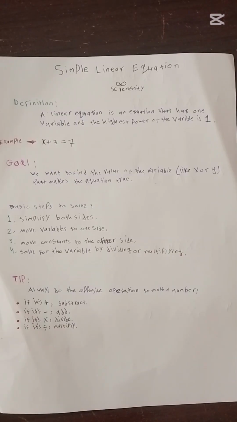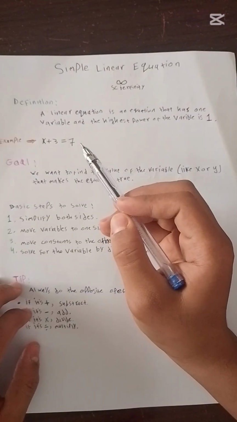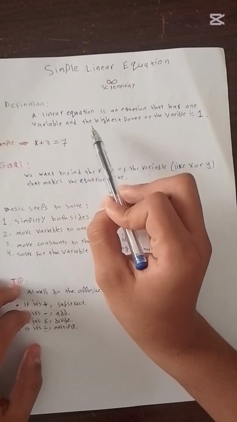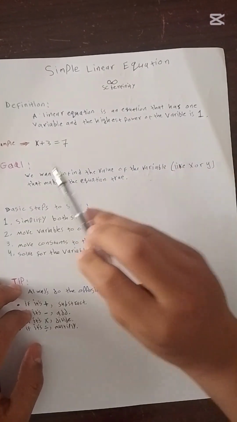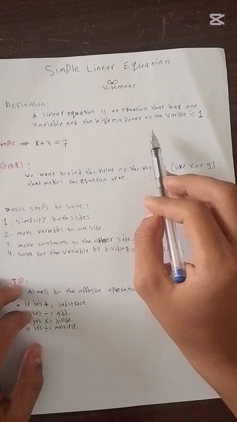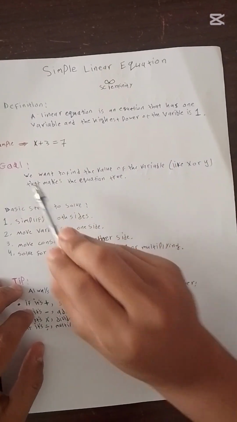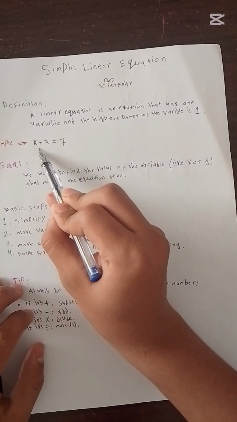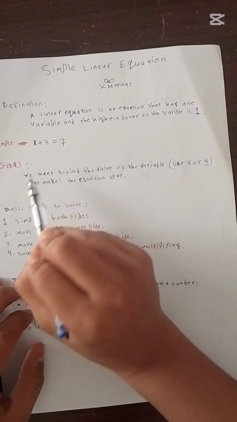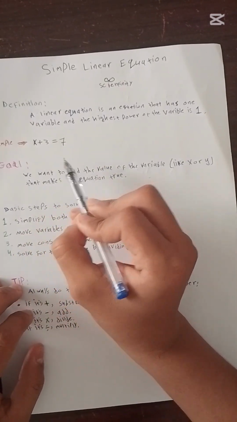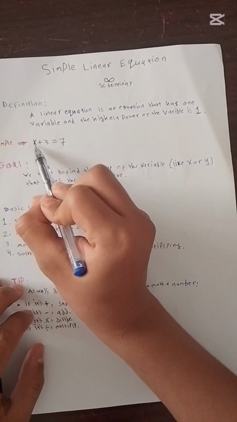So let's begin, as always, with the definition. What's a simple linear equation? A linear equation is an equation that has one variable, and the highest power of the variable is 1. As we see in the example, we have x plus 3 equals 7. What's the variable? The variable is x.